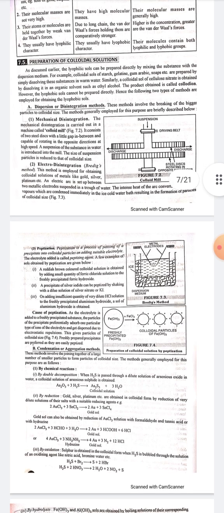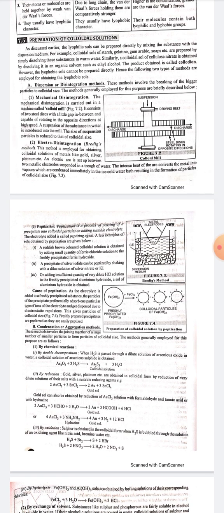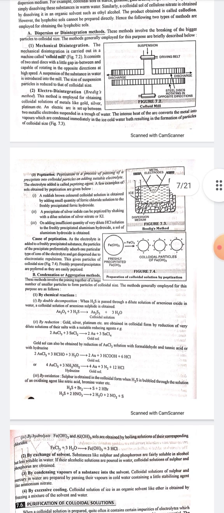Number 2. Electro-disintegration, Bredig's arc method. This method is employed for obtaining colloidal solutions of metals like gold, silver, platinum, etc. An electrical arc is set up between two metallic electrodes suspended in a tub of water. The intense heat of the arc converts the metal into vapors, which are condensed immediately in the ice-cold water bath, resulting in the formation of particles of colloidal size.